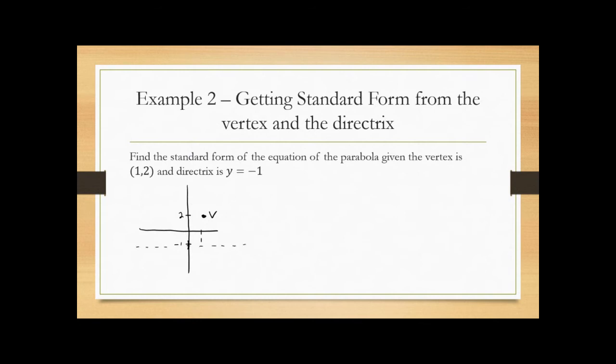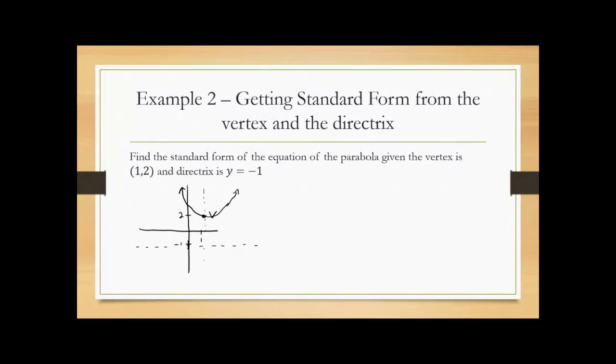The directrix is always perpendicular to the axis of symmetry, so that means the axis of symmetry would be going perpendicular here through V, which means I need to either open up or open down. And I know that I open up because it's always in the opposite direction of the directrix. So this gives me a picture, and this is going to be a vertical parabola.